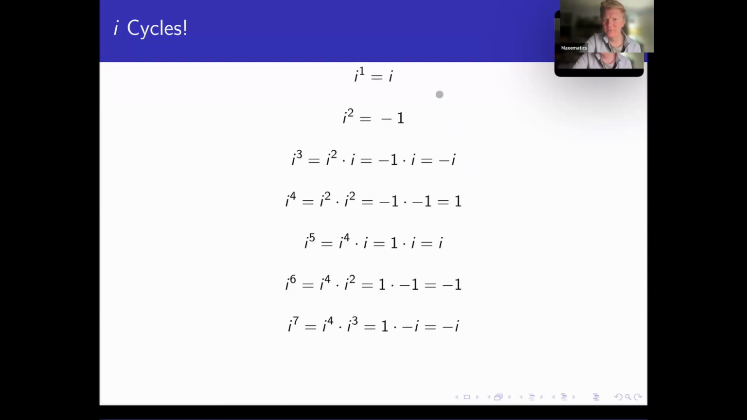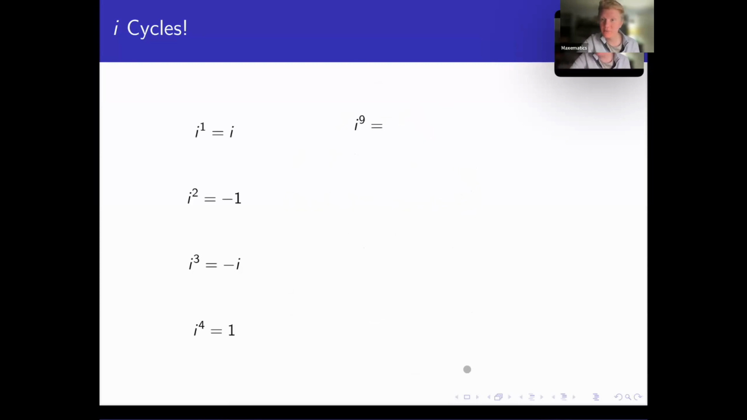Oh, well, hold on. i, -1, -i, 1. i, -1, -i. Maybe there's already a pattern. Okay, i to the 8th would be i to the 4th times i to the 4th, but i to the 4th is just 1, and 1 times 1 is 1. Look at that. The powers of i cycle. i, -1, -i, 1. i, -1, -i, 1.